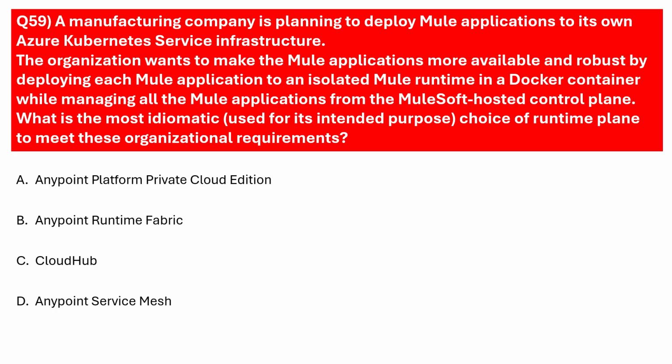Q59. A manufacturing company is planning to deploy Mule applications to its own Azure Kubernetes service infrastructure. The organization wants to make the Mule applications more available and robust by deploying each Mule application to an isolated Mule runtime in a Docker container, while managing all the Mule applications from a MuleSoft hosted control plane. What is the most idiomatic, used for its intended purpose, choice of runtime plane to meet these organizational requirements? A. Anypoint Platform Private Cloud Edition. B. Anypoint Runtime Fabric. C. CloudHub. D. Anypoint Service Mesh.